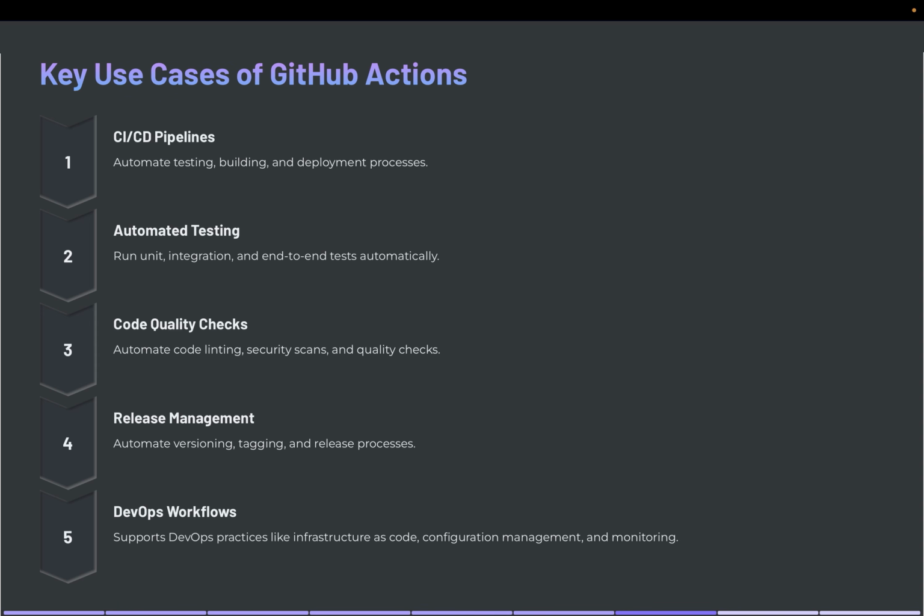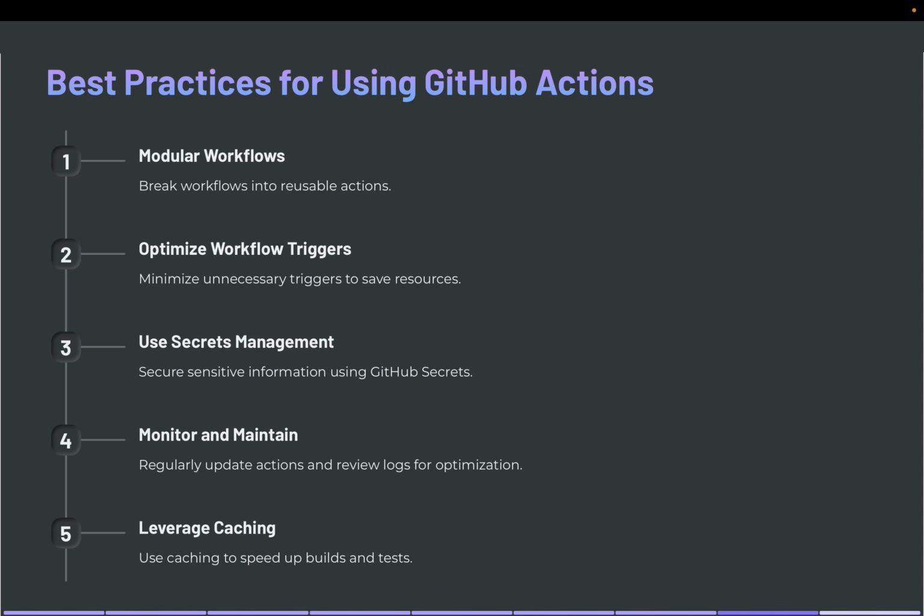Code quality checks are another common use case, where GitHub Actions can take care of code linting, security scans, and overall quality control. For teams managing product releases, it can handle release management, helping with versioning, tagging, and automating the release process. And finally, it supports DevOps workflows, which include infrastructure as code, configuration management, and monitoring, making it a versatile tool for various stages of the software development lifecycle.